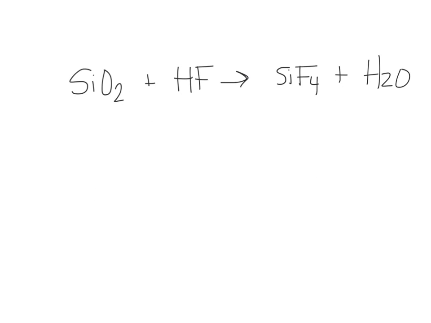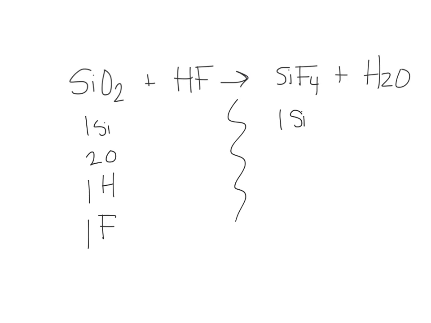Okay, this looks like number 5. We have silicon dioxide, and then that's hydrofluoric acid will make silicon tetrafluoride, and it looks like water. Okay, so as always, we're going to do our atom inventory. So I have 1 silicon, I have 2 oxygens, looks like 1 hydrogen, and 1 fluorine. I'm going to do the elements in the same order over here.